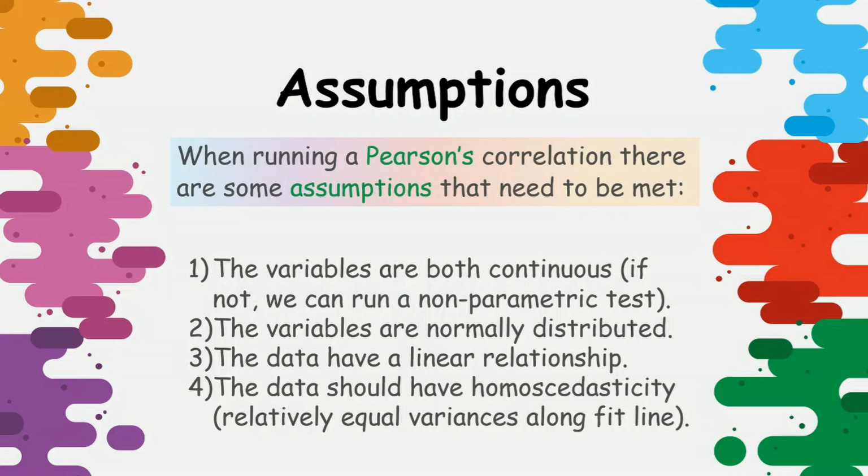Some of the assumptions we make when we run our Pearson's correlation are that both variables have to be continuous, that the variables are normally distributed, that there is a linear relationship present, and that they have equal variances, which is saying that we've met homoscedasticity. I usually like to avoid that word because it's just a mouthful, but it means there are relatively equal variances between the two.